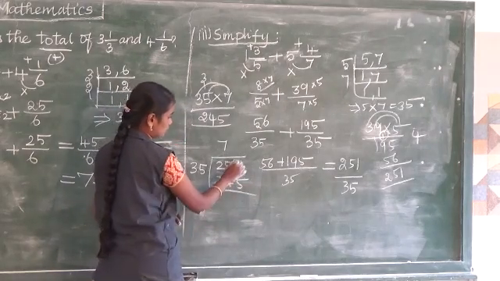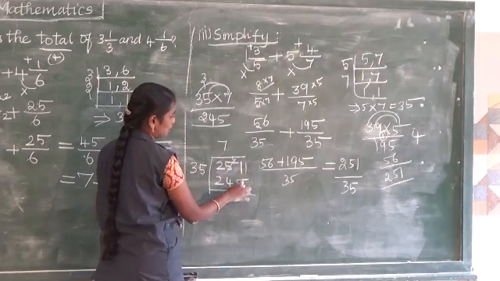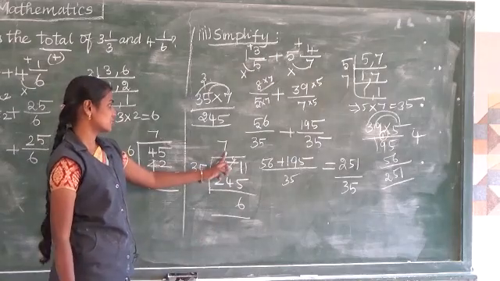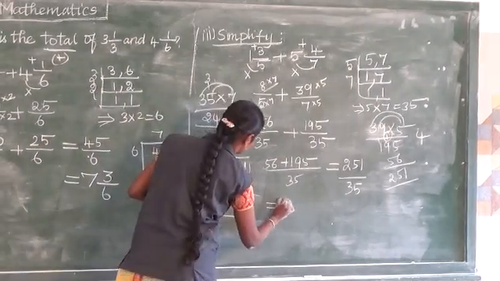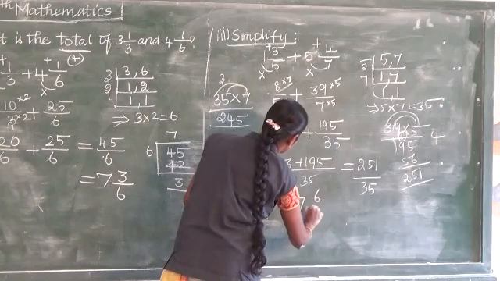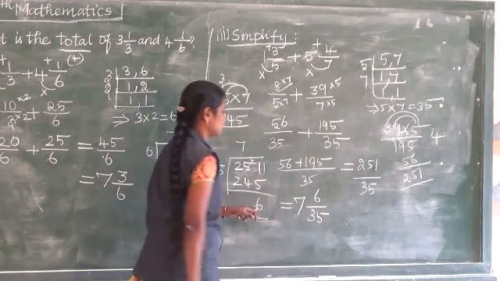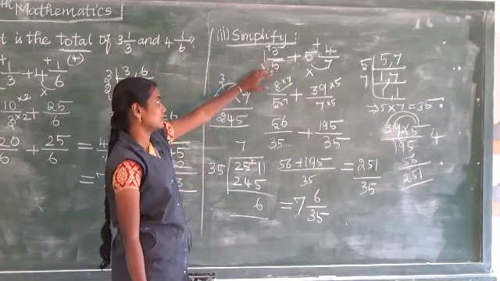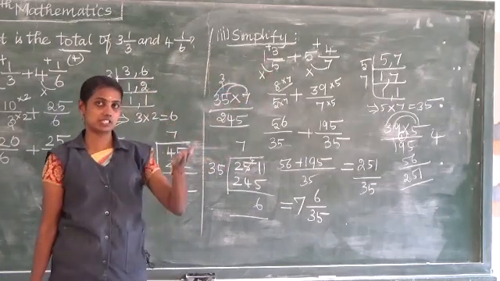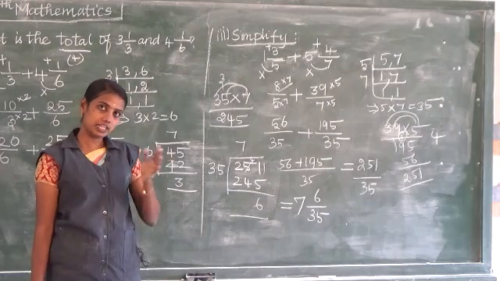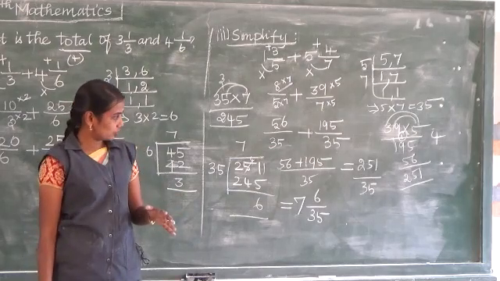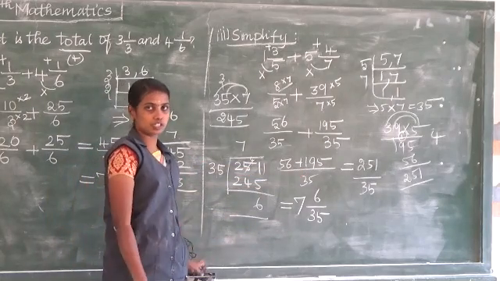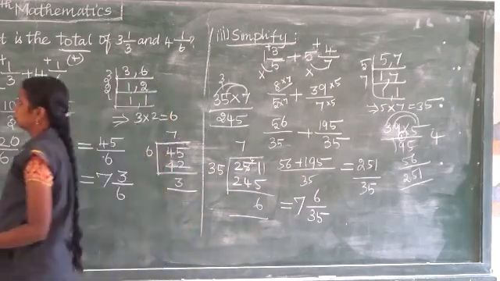So now subtraction. 11 minus 5, 6. So the remainder is 6. Quotient is 7. So write 7, 6 by 35. So what is given? Understand the question properly. Mixed fraction means convert into improper. Then take LCM and find out the answer. Then at last also change the improper to mixed fraction. Next problem.